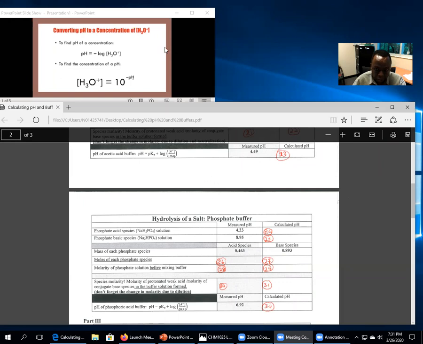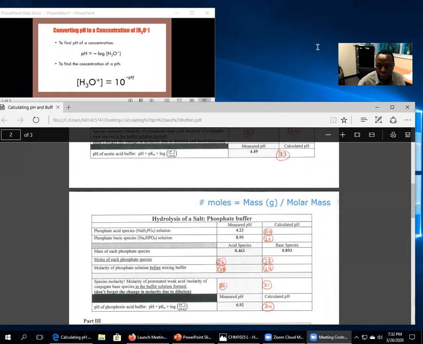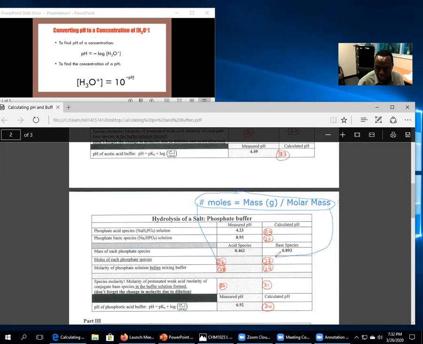Mass over molar mass. So number of moles is given by the mass of each one of them in grams, divided by the molar mass of each one of them. You need to use these in order to find the number of moles. So number of moles, for each one of them, will be applicable to line 26 here and line 27 right here.